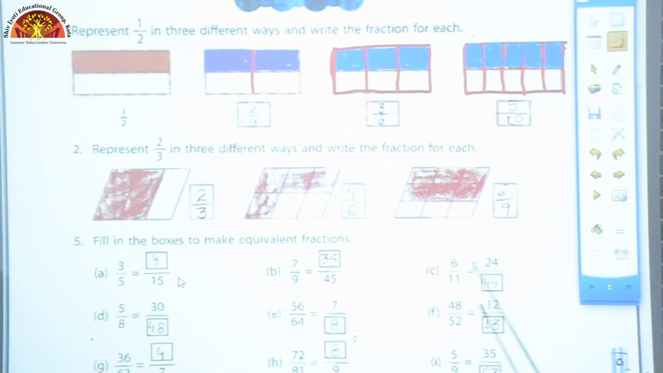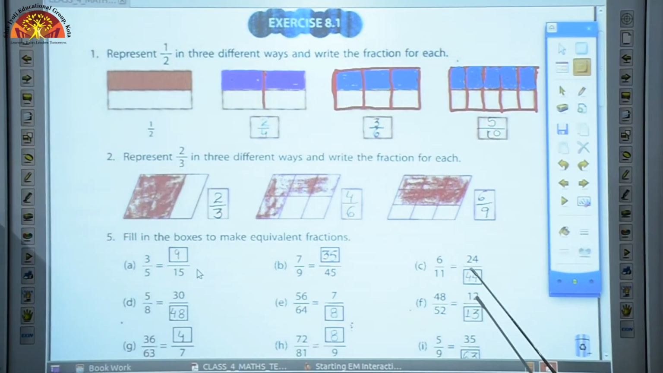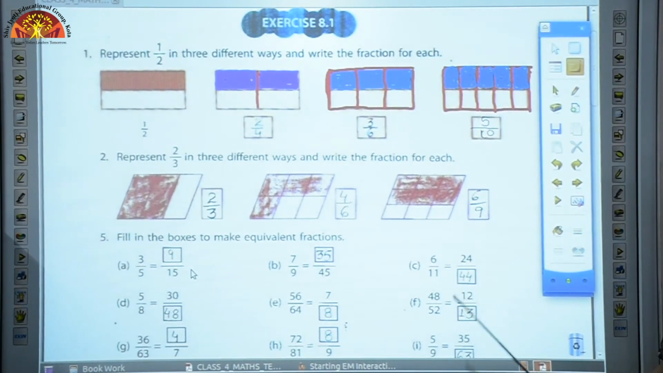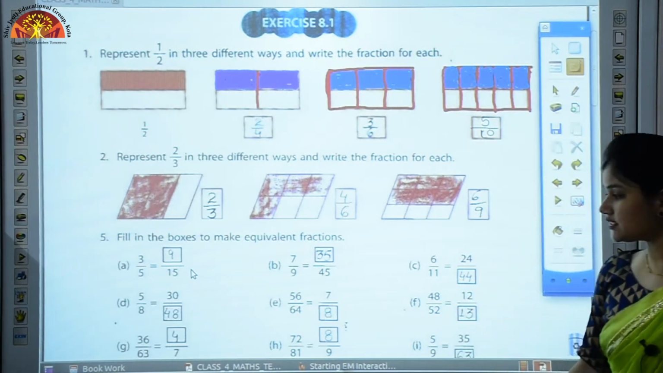and C also. In C part you can see 6 upon 11 is equals to 24 upon dash. So here students, if we will multiply 6 by 4, then we will get 24. It means we have to multiply 11 by 4 only and we will get 44. Okay students, now you can do D part also. Just look at the E part.